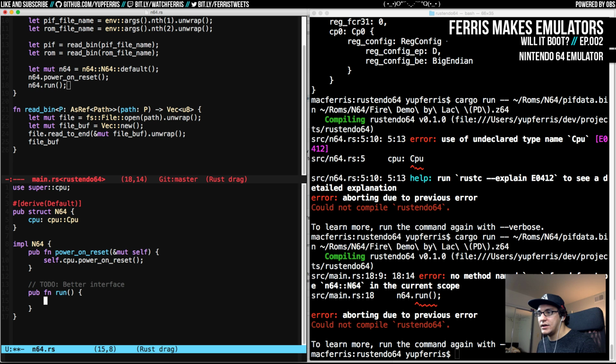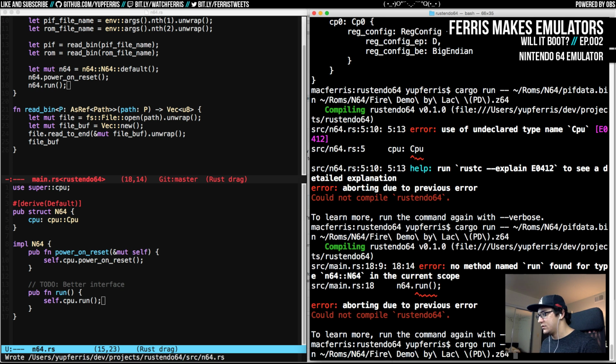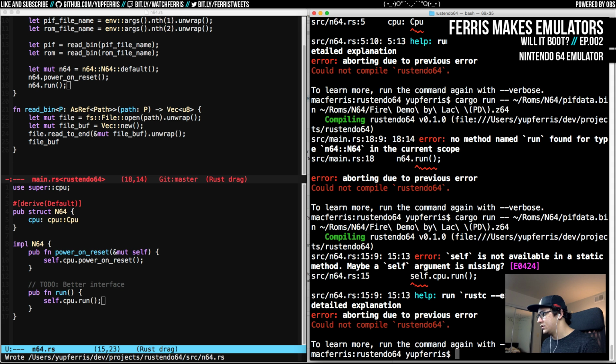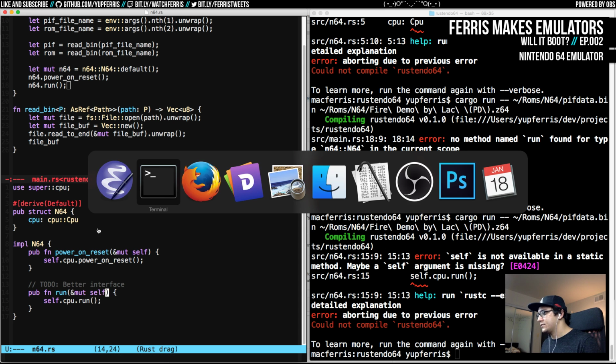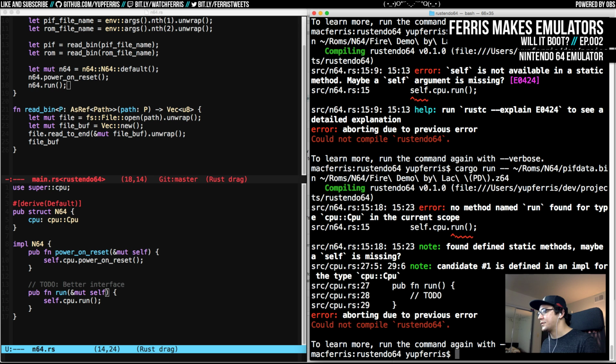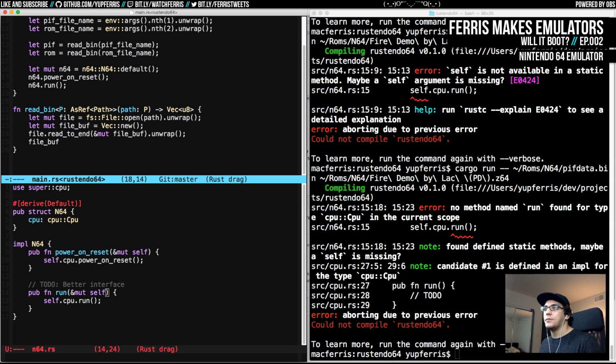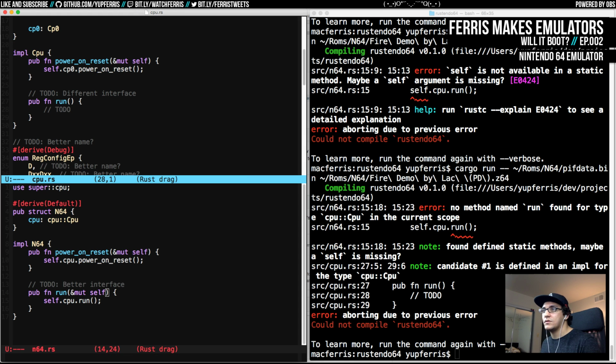Pub fn run. Right now we'll just call self.cpu.run. Self is not available. That's correct because we need and mut self. Lots of little syntactic mistakes I'm going to make, and that's going to be okay. No method named run on CPU. Yep, because I don't think we ever added that. So let's go ahead and open the CPU. Oh, we did now, did we? Yeah, because this ended up being static because we also forgot env itself.